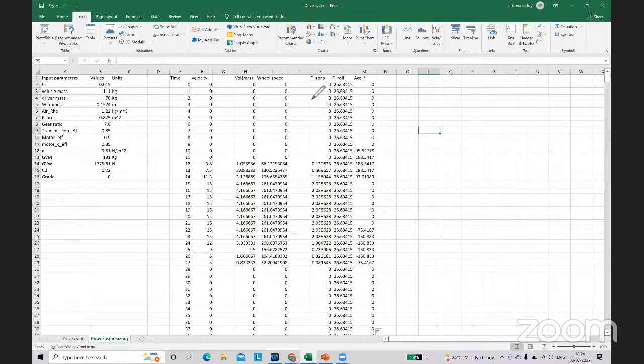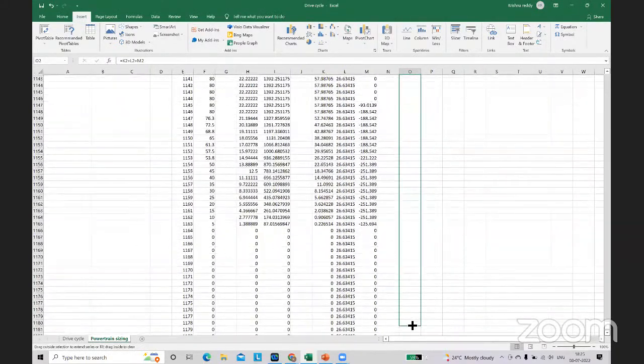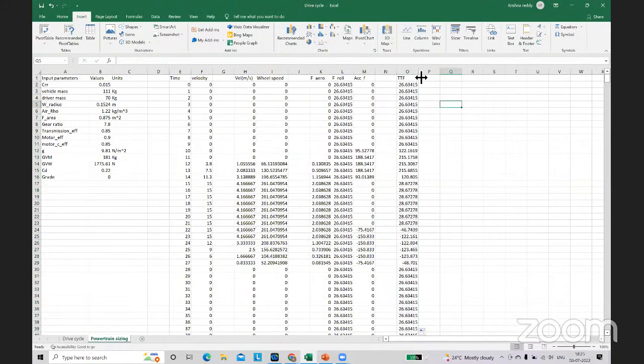To calculate the total tractive force, we need to add up all the forces. So here I'm going to write total tractive force equal to F roll, F aero, F acceleration. I have to bring plus and so on. Okay, it's not working. Let me drag. So this is the total tractive force.